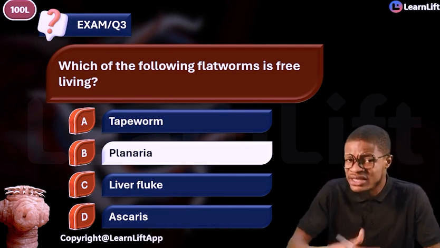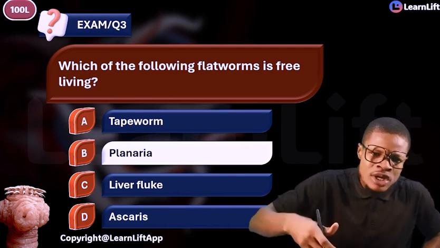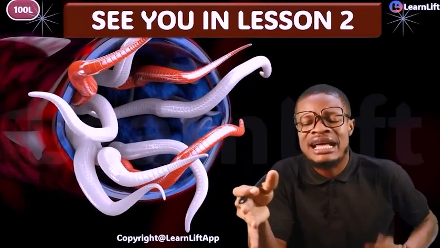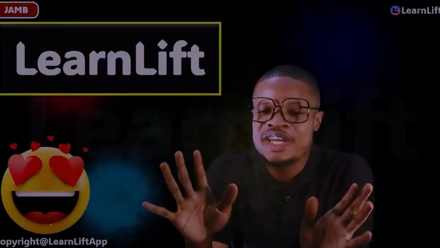Does it make sense? Do you see the way we are explaining them? If you understand this, guess what? In the next class, I'll see you in lesson 2. Hold on a bit very quickly.